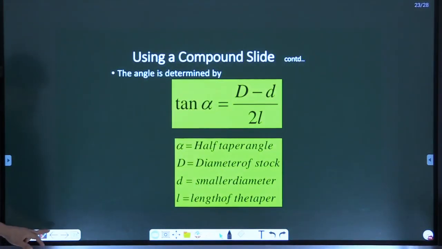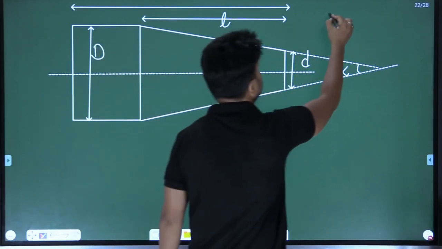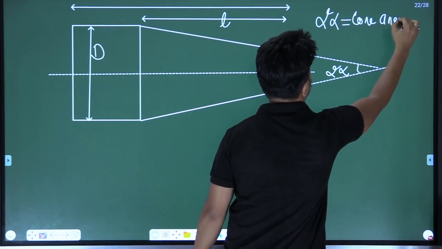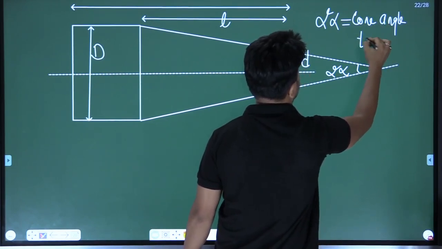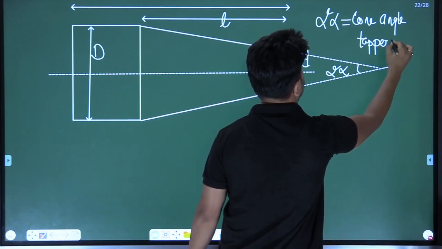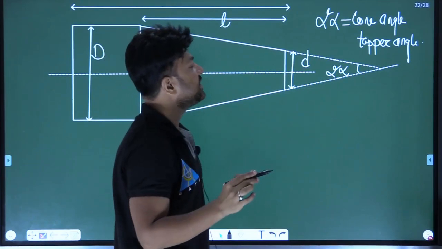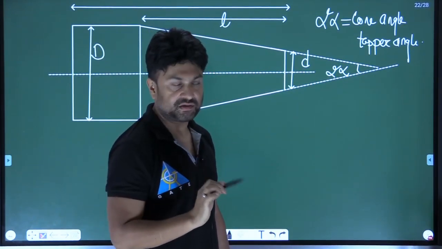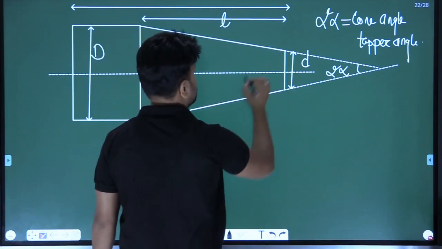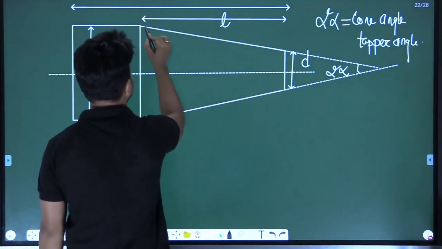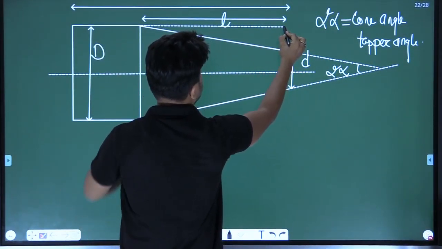This is 2 alpha, that is the cone angle, or you can say taper angle. Now, if you make it a half, then it is half of the cone angle or half taper angle. Now, see here, what will be tan alpha? I will draw again an imaginary line here, a line which is parallel to this.